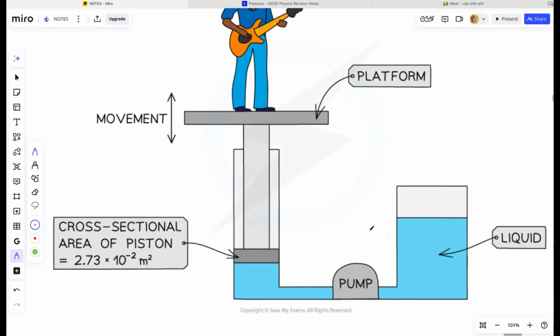Now this is showing the movement. The guy is standing on this platform, and we can see the liquid is flowing here. We have a pump here. We have a liquid flowing here, and we can see this cross-sectional area is smaller than the area on this side. The cross-sectional area here is small. So we say the cross-sectional area of the piston here is 0.0273.